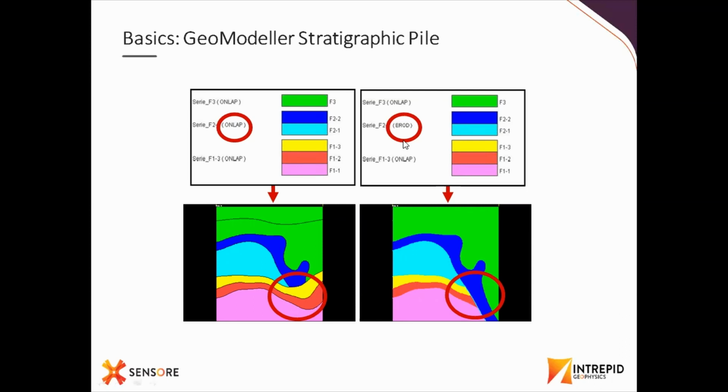In the other case, when we convert this F2 series to an erosional relationship, that refers to the F2 series cross-cutting the older series, which here is the F1 series. This is how we set the relationship between the stratigraphic piles so that GeoModeller can understand how the surface is going to look.